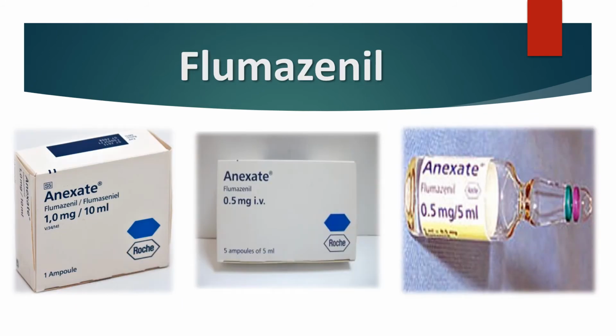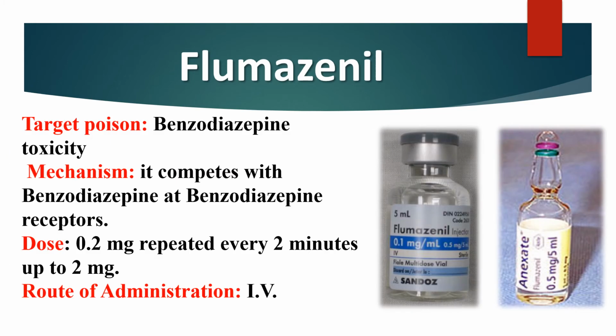Okay, the next antidote is flumazenil, or Anexate. It targets benzodiazepine toxicity. It acts by competition with benzodiazepine at benzodiazepine receptors in the brain. Okay, the same idea as naloxone. The dose is 0.2 milligram repeated every 2 minutes up to 2 milligram.